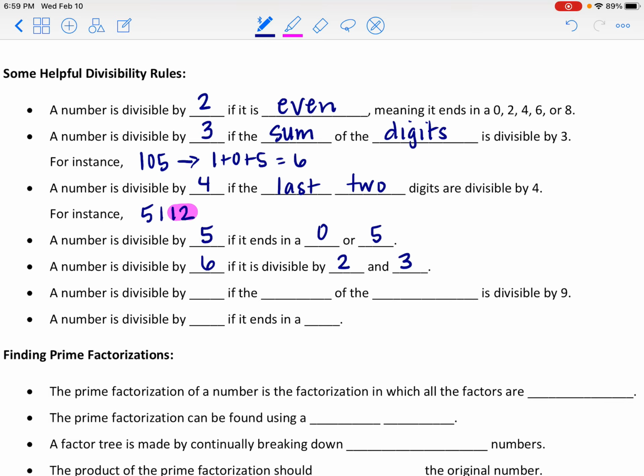If a number is divisible by 9, this one is similar to 3. If the sum of the digits is divisible by 9, then my entire number will divide by 9.